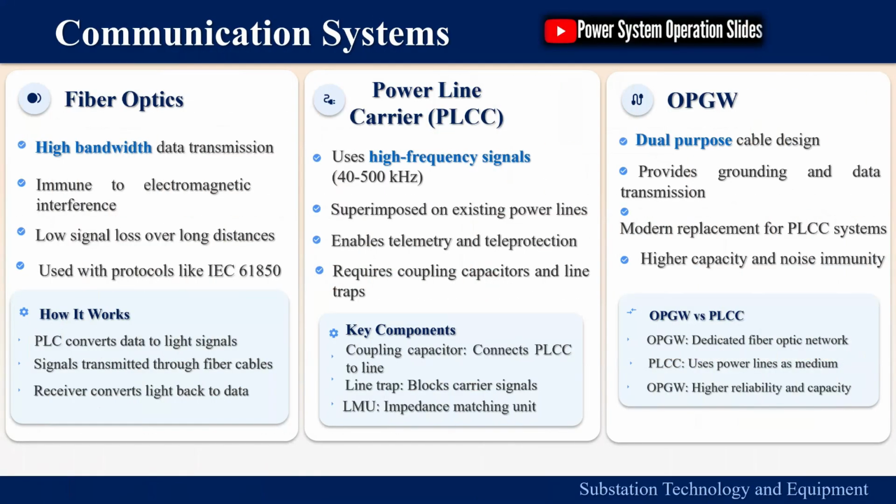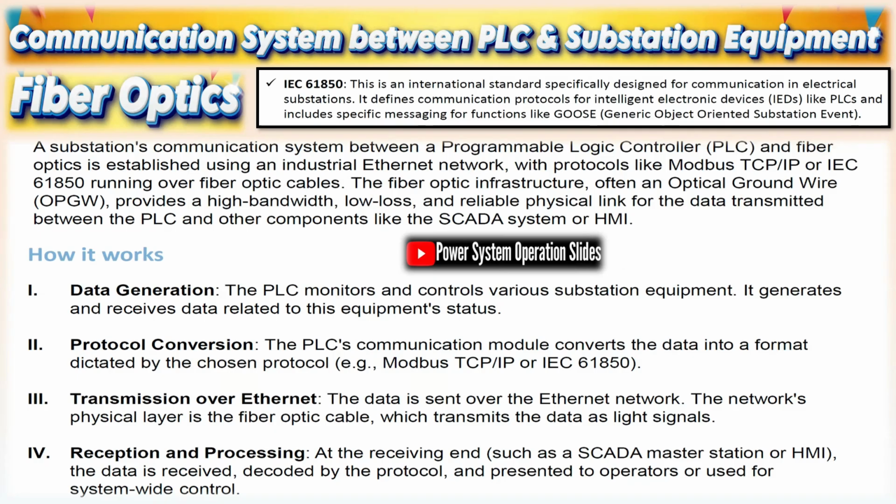LMU, line matching unit. LMUs match impedance between transmission lines and PLCC terminals. They filter signals and protect equipment from surges. They ensure efficient and reliable carrier communication.